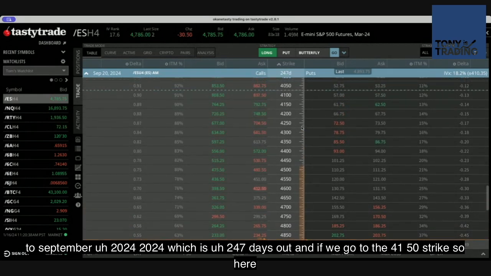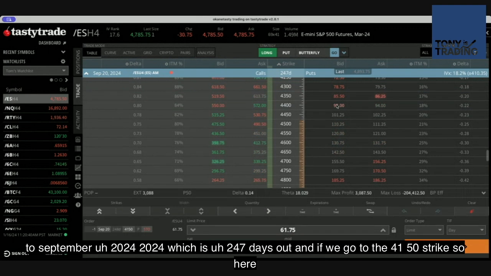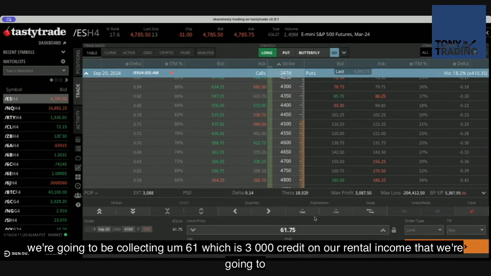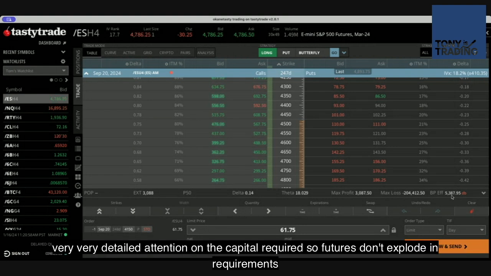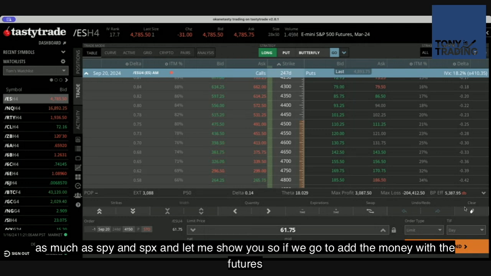And if we go to the 4150 strike, here we're going to be collecting $61, which is $3,000 credit on our rental income that we're going to collect for the 9 months. And it's only asking for $5,000 of collateral. And here, please pay very, very detailed attention to the capital required. So futures don't explode in requirements as much as SPY and SPX. And let me show you.